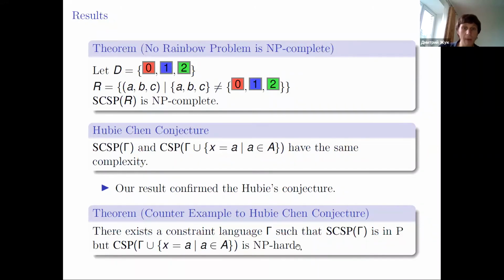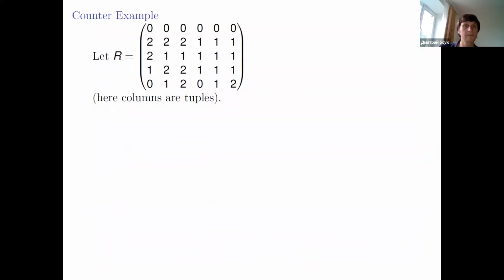And I plan to show you this example. I even plan to show you why this is a counterexample. Yeah, this is an example. So we have just one relation. This is a 5-ary relation, so the columns are tuples. So this relation R holds on (0, 2, 2, 1, 0), on (0, 2, 1, 2, 1), and so on.